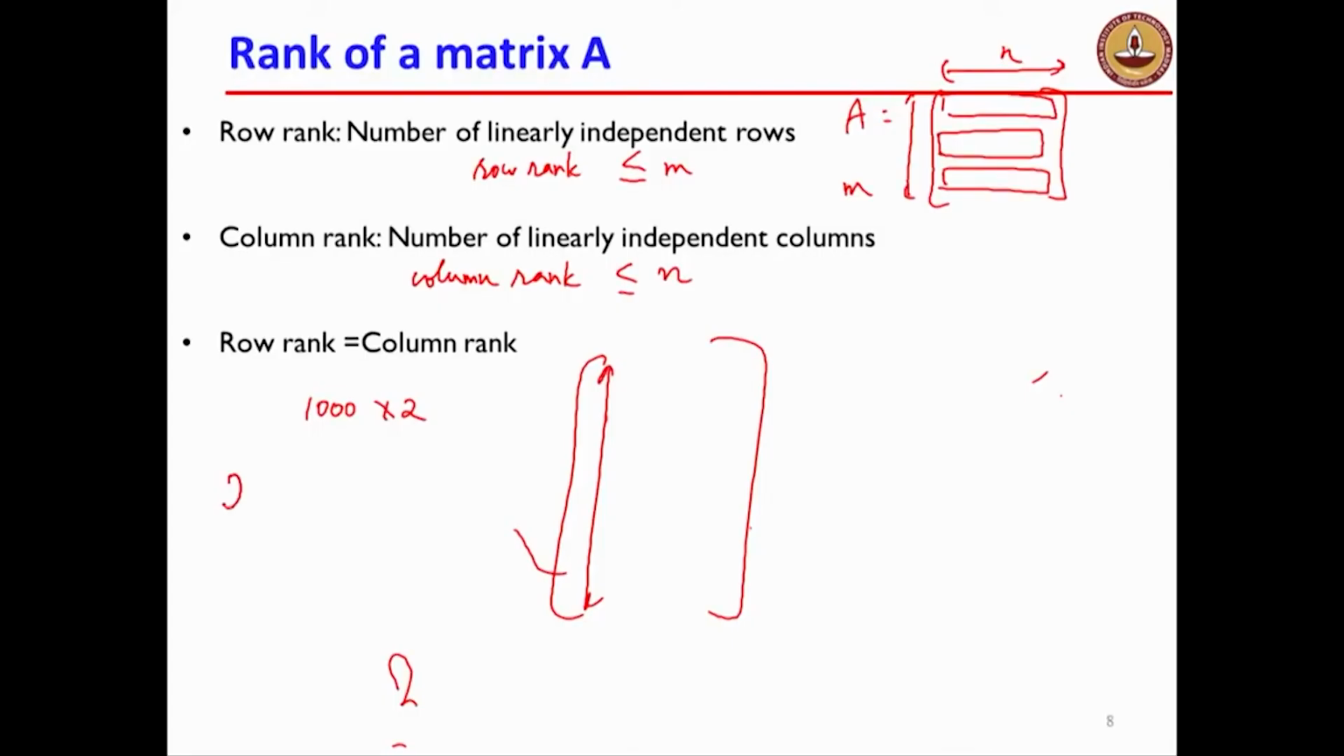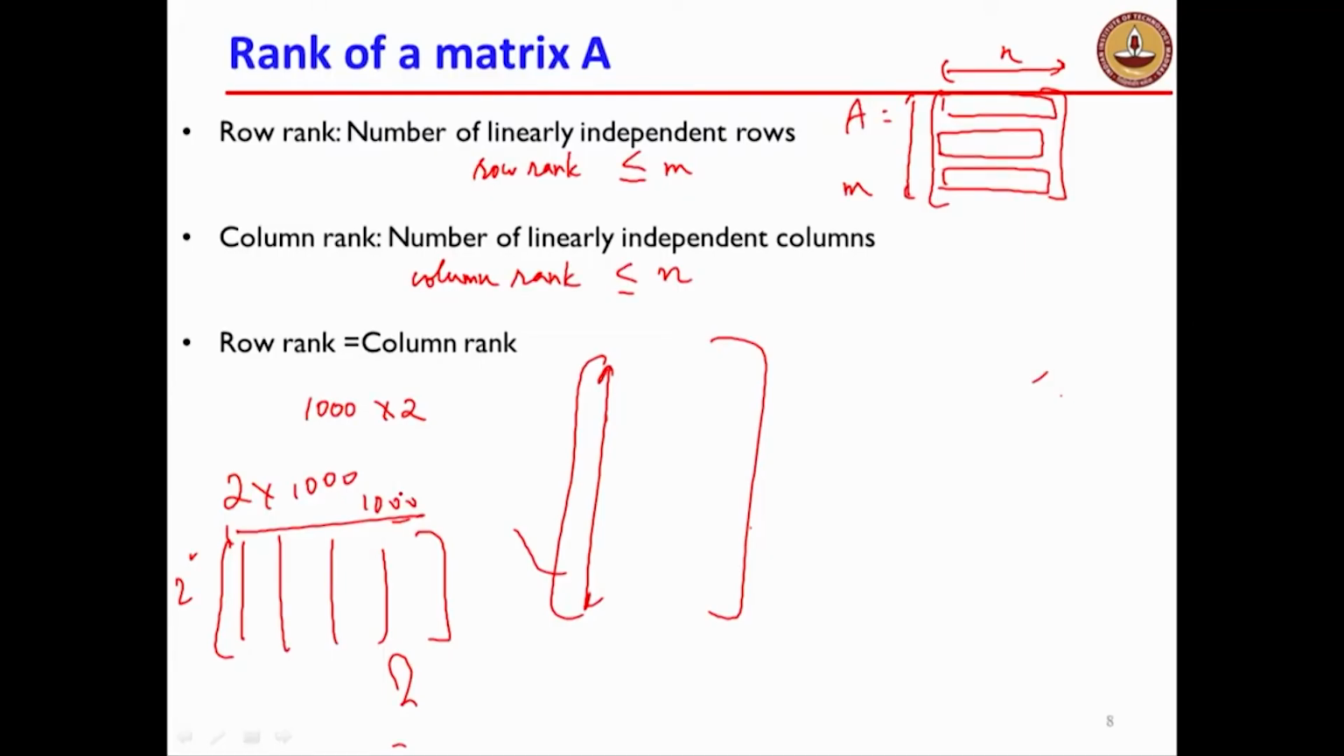Likewise, if it were a 2 by 1000 matrix, this is 2 and this is 1000. At the most 2 columns are independent. All other columns can be written as linear combinations of these. This also makes sense because in a plane we know that there are at the most 2 independent vectors, and any other vector can be written as a combination of the 2 independent vectors. So, at the most there can only be 2 independent columns.